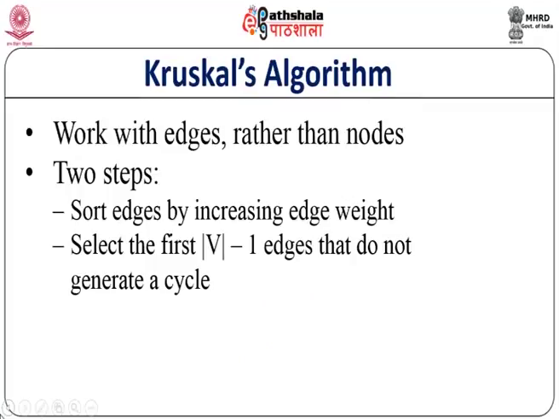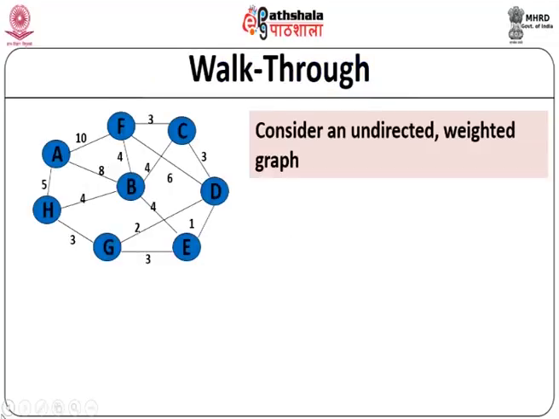Now, Kruskal's algorithm basically always works with edges rather than nodes. So, there are two steps: sort the edges by increasing edge weight, and select the first edge that does not form a cycle. You keep selecting the edges that do not form a cycle. So, the only condition is select the minimum edge, see whether it forms a cycle with an existing minimum spanning tree. If not, you add it.